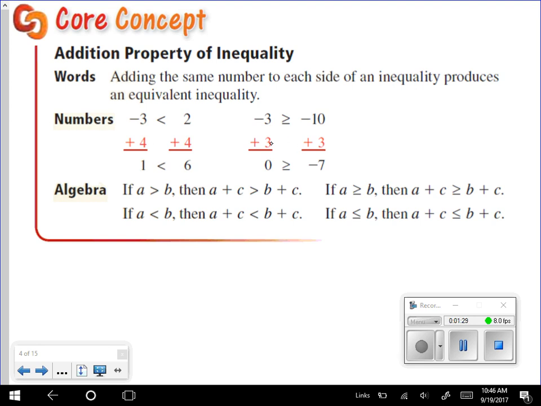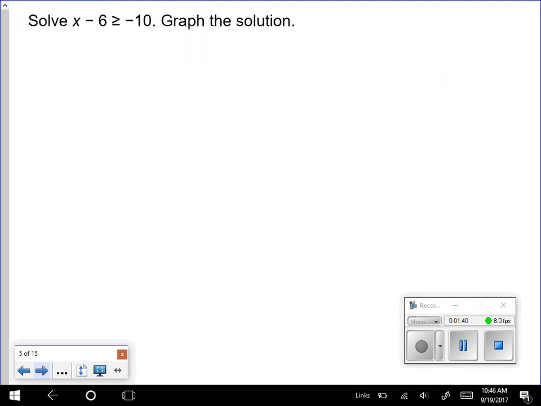Same thing here, if I add 3 to both sides, it's not going to change what happens with my inequality as long as I do it to both sides. So some examples of solving some addition problems. They're one step, very similar to solving equations, which makes this a lot of review, but our goal is to get x by itself so we know the solution set of the inequality.